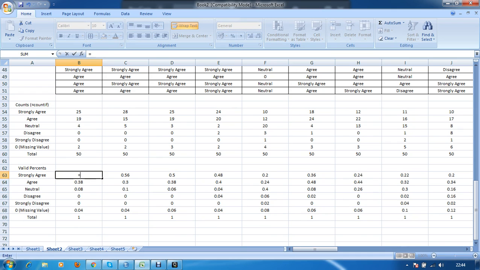we divide the frequency of strongly agree by our total cases, which is 50, and we press enter. So in this case we have got 0.5. What I do is put a dollar sign here and a dollar sign here as well, in order to fill the other gaps.